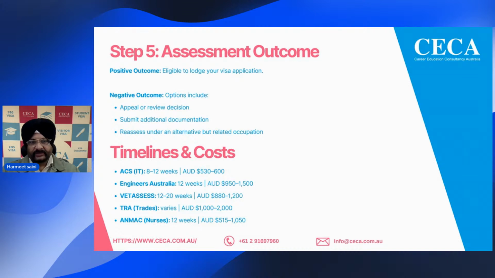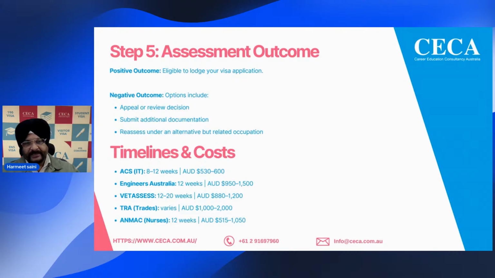Otherwise, for reassessment or alternative but related occupations, you have to pay an extra fee if you're going for the review of that application. Another alternative is, for example, if you are not meeting the employment criteria, you have to wait for a while. When you meet the employment eligibility, you can lodge the application again.